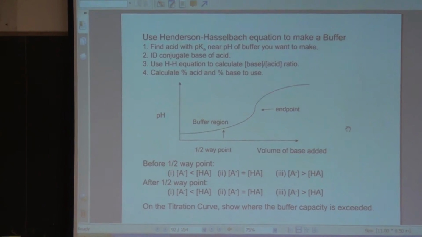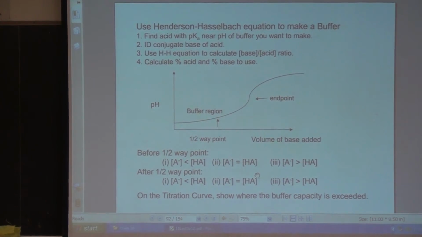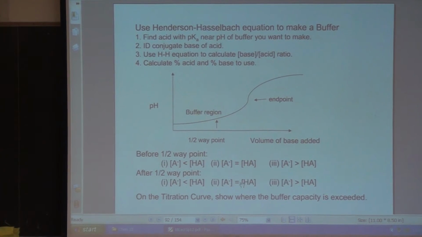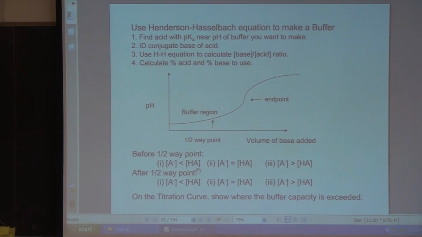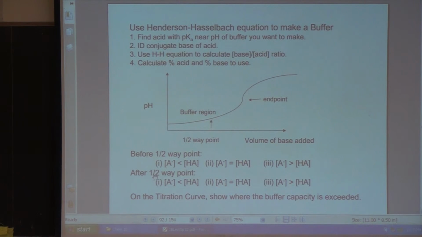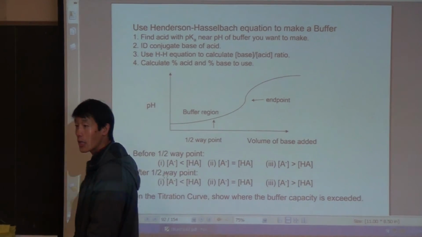So the answer to question 1, before the halfway point, it should be 1, because note that HA should be greater than A minus. Okay, so it should be 1. After the halfway point, what should it be? It should be 3. Now, when you're doing your buffer calculations, you should see the same thing.